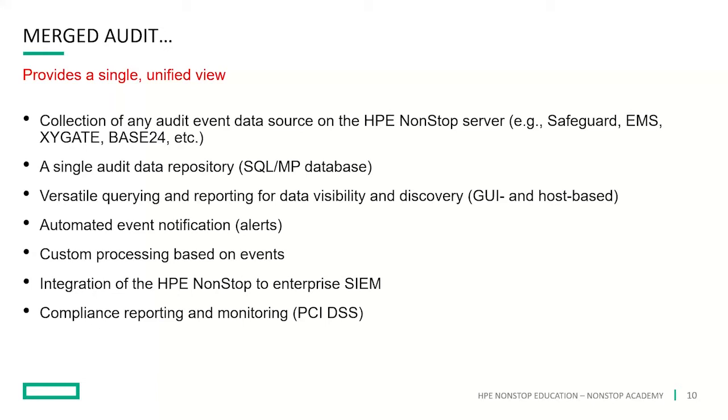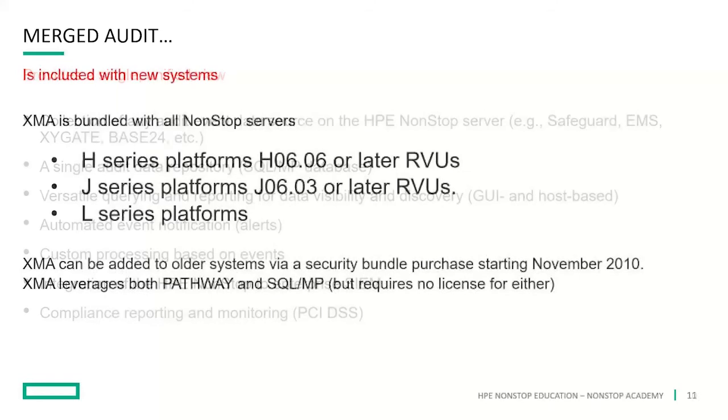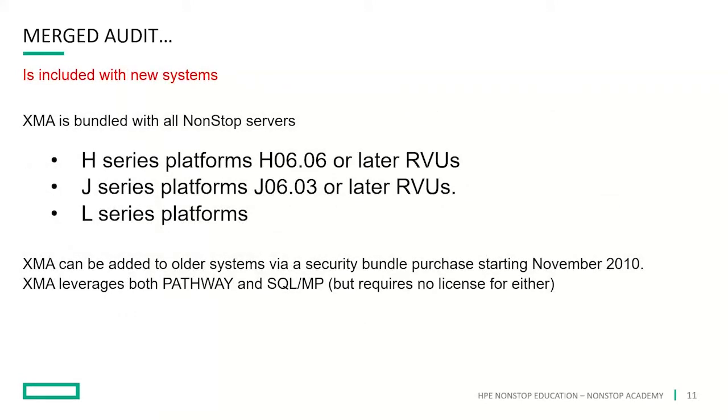And remember, this should cost you nothing except a little time. Merged Audit is included with new systems. If you have the operations bundle, starting with any L series platform. If you're running x86, you have this. If you're running H series after H06.06 or J series after J06.03, both of these came out in 2010, then you have Merged Audit and User Authentication, unless your enterprise specifically opted out of the operations pack. I think I've met 2 customers that ever opted out. It's so valuable and has so much in it, there's no reason to opt out.